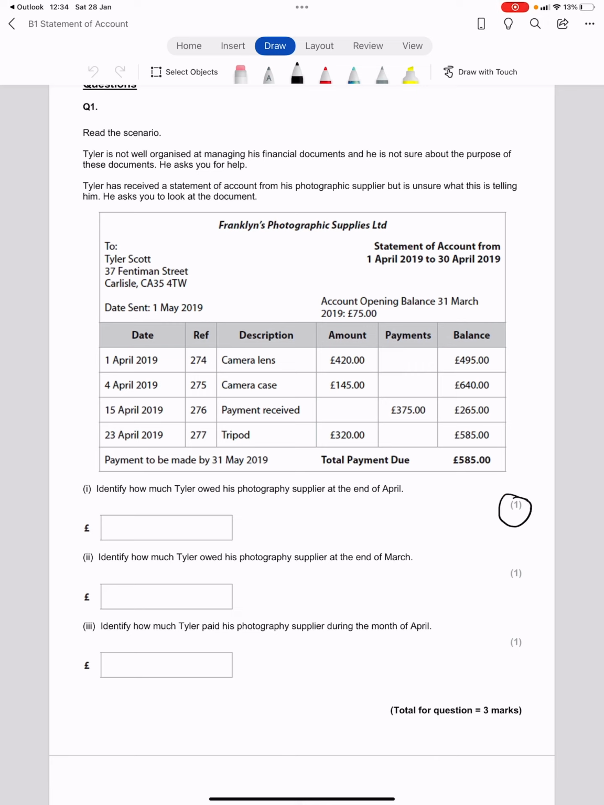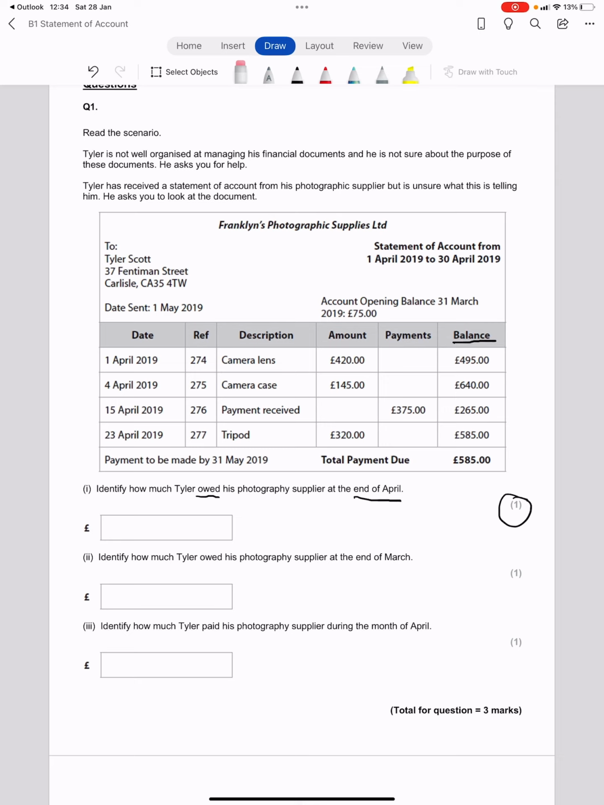The first mark is identify how much Tyler owed his photography supplier at the end of April. Okay, so I recommend as you're going through these questions, underline the key words. So how much Tyler owed his photography supplier at the end of April. We know that when you owe something, that's going to be the balance. Okay, so we can look up here and we can see balance as one of the headers. So we've got the amount, payments that have been made, and the overall balance. So at the end of April, how much did they owe?